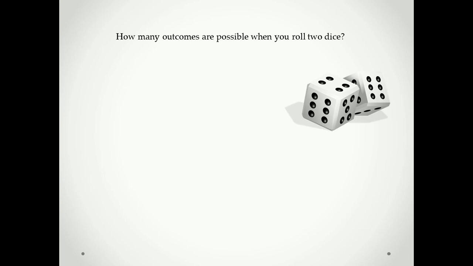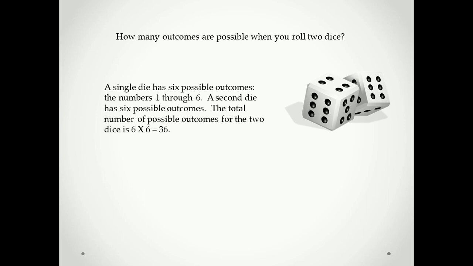For one die, if I'm rolling that, I have 6 possible outcomes, the numbers 1 through 6. And then the same is true for my second die. I have 6 possible outcomes. So for each of these, I have 6 possible outcomes. And so the multiplication principle tells me that I just multiply those possible outcomes together. So 6 times 6. And so here's our technical answer. A single die has 6 possible numbers, 1 through 6. The second one has 6 possible, and we're multiplying those, and so the total possible outcomes for the 2 dice is 6 times 6, or 36.